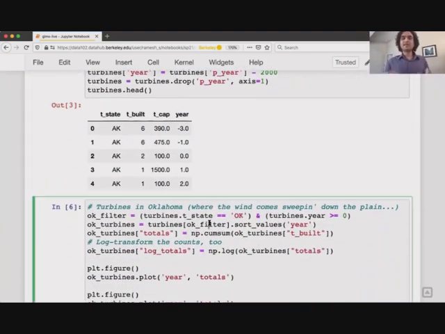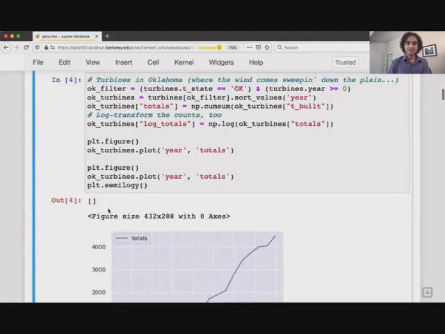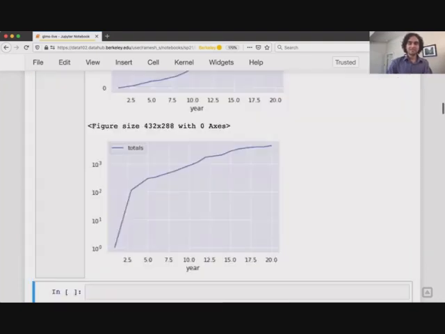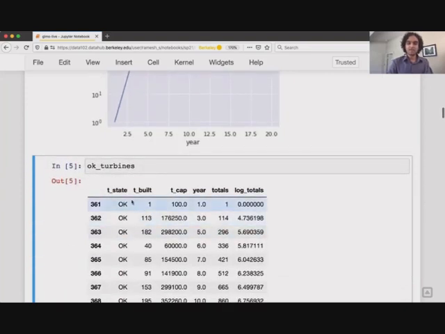Let's make our analysis simpler and just focus on one state for now. I'm going to look at Oklahoma. So I have this data frame called OK turbines. OK is the 2-letter code for Oklahoma, where I have the number that are built. And I also have the cumulative total, right? This is the cumulative number of how many turbines have been built in the past.